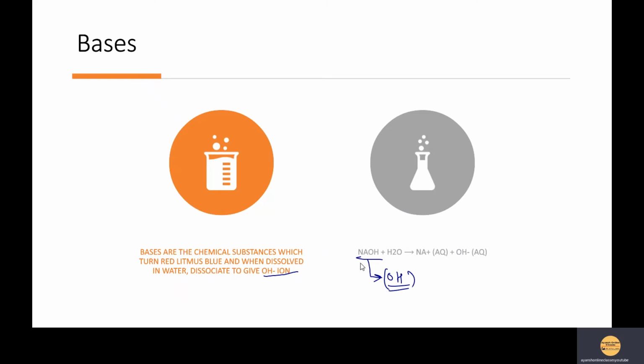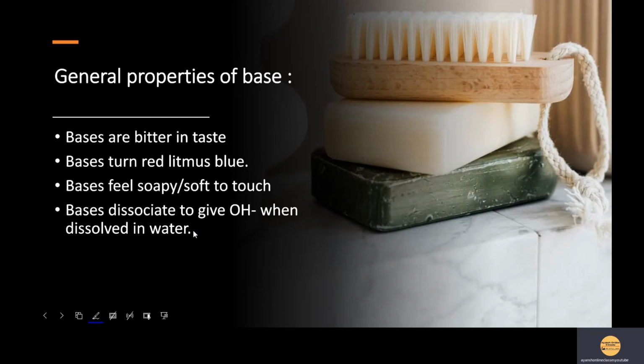When you mix sodium hydroxide with water, it will dissociate and you are going to get Na+ in the aqueous state, plus OH- ions, again in the aqueous state. So these are the bases. Then let's see the properties of the bases.